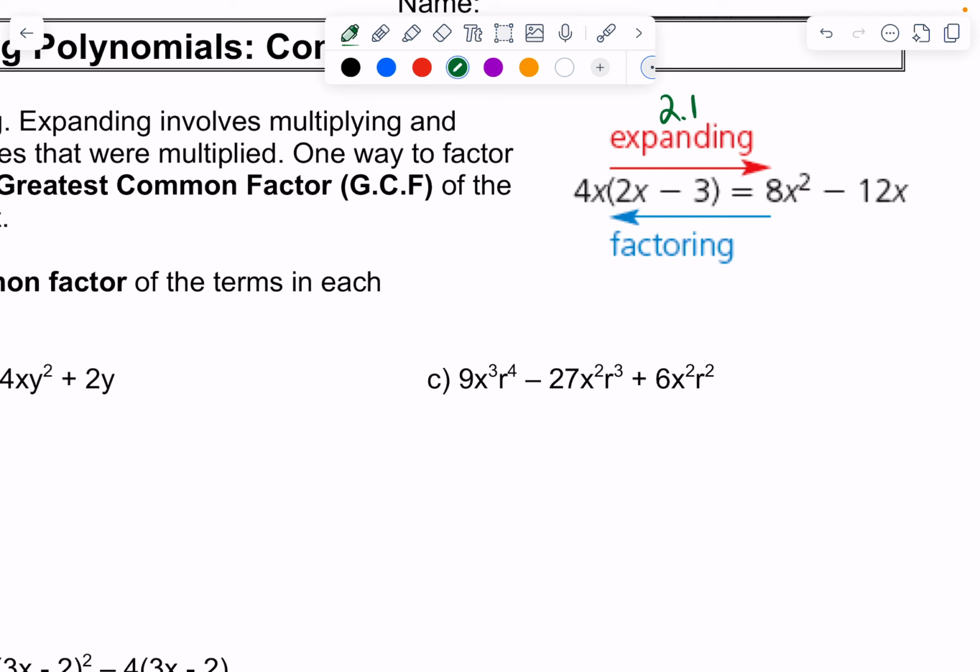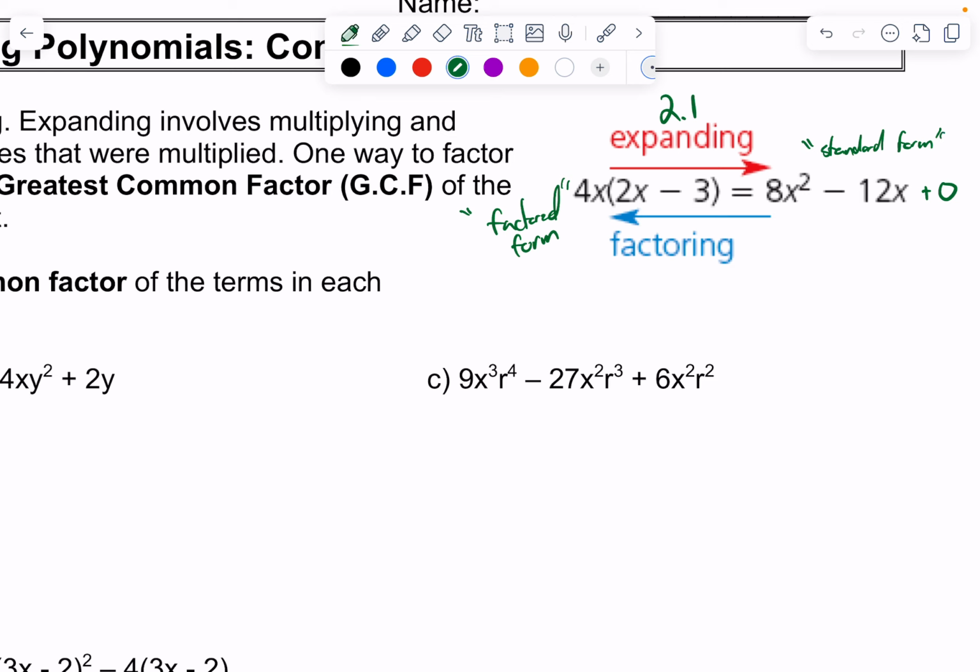What we were going for in 2.1 was moving from factored form, which is what you see on the left hand side of the equal sign here, and we expanded it, following the red arrow to get to standard form. What you see, 8x squared minus 12x, is in standard form. I know it looks different because you don't have the backside, but really there's a plus 0 there. But that is standard form.